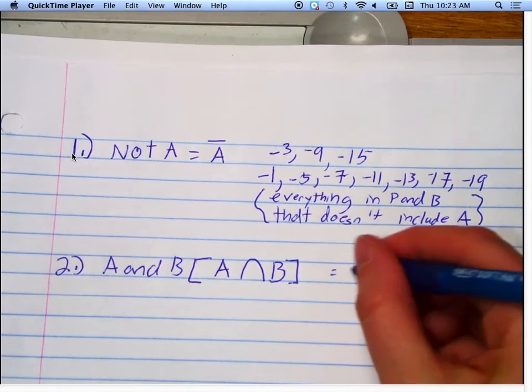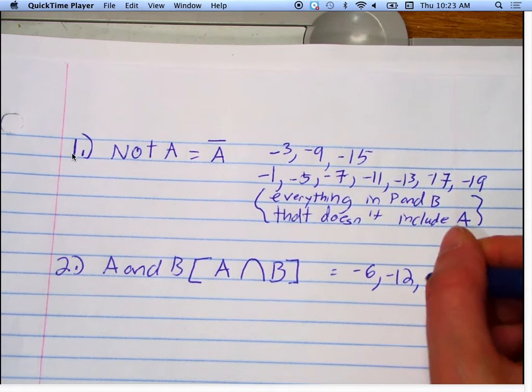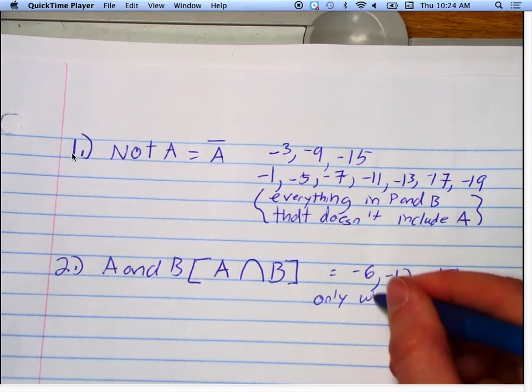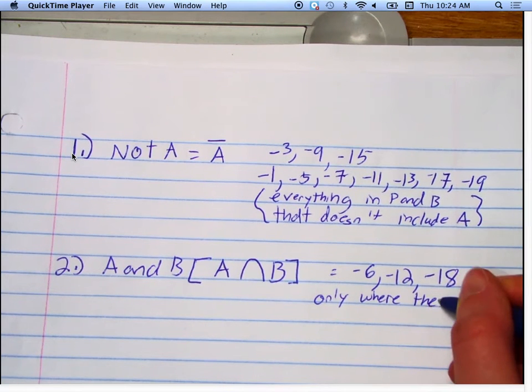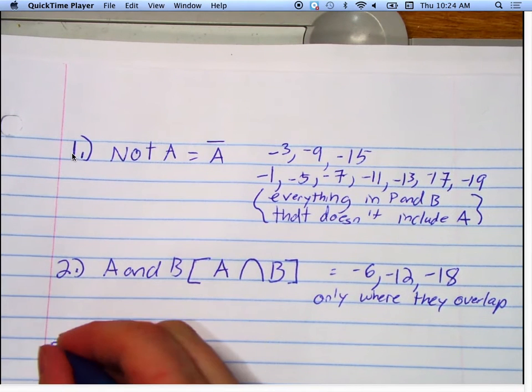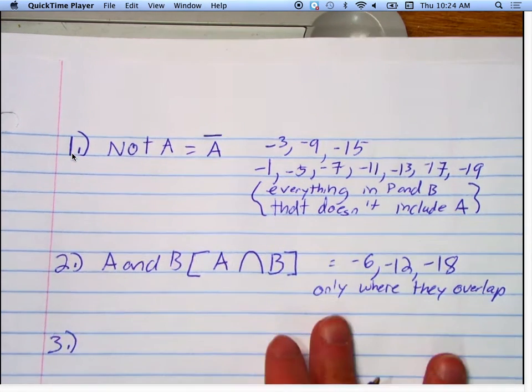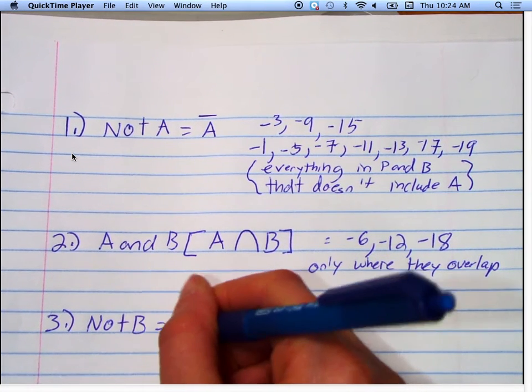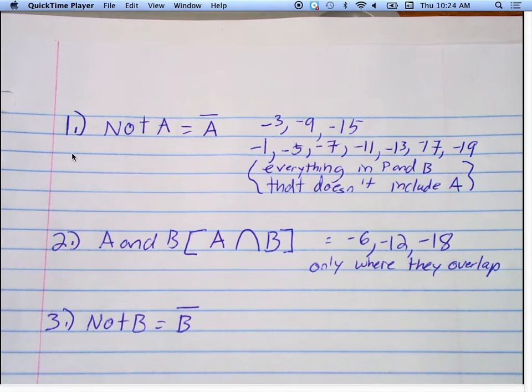-6, only the stuff in the middle, only where they overlap. Three. Not B. What numbers are included in not B?